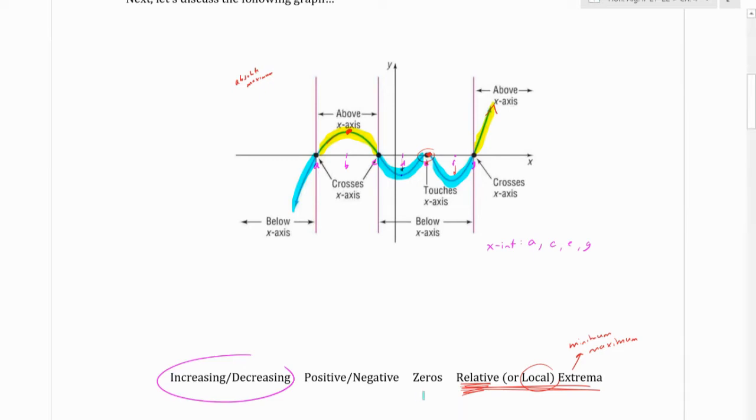Anytime you're on the x-axis, the function has a value of 0. The zeros of a function, we already talked about that. Zeros of a function are the x values that create an output of 0. So the zeros of this function would be A, C, E, and G. Okay, so that's just a whole bunch of vocabulary.